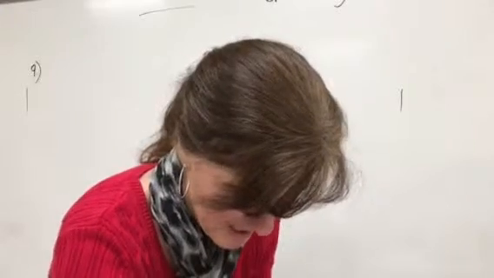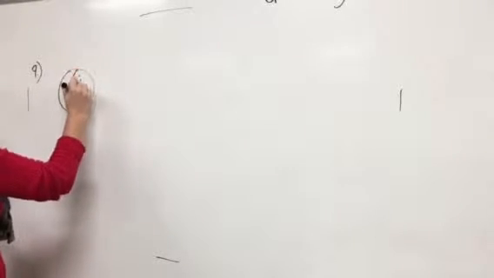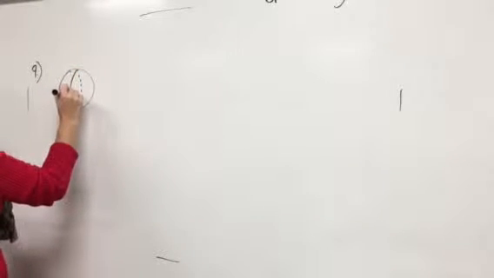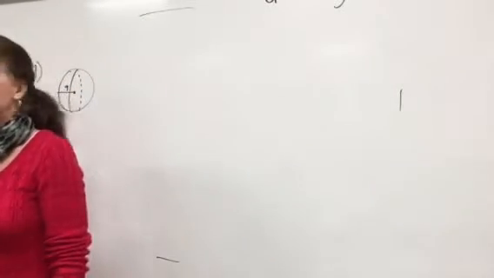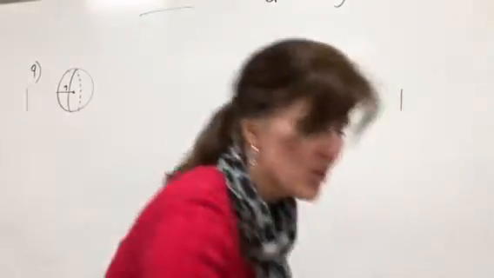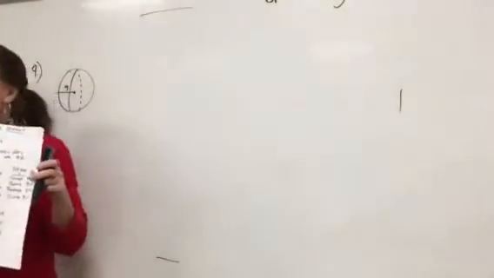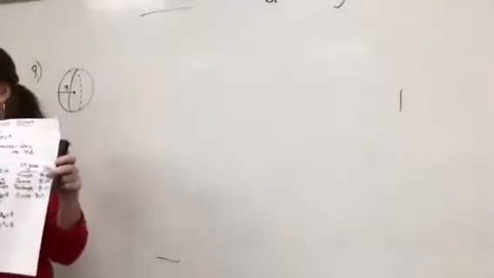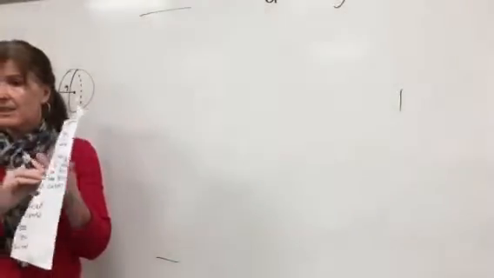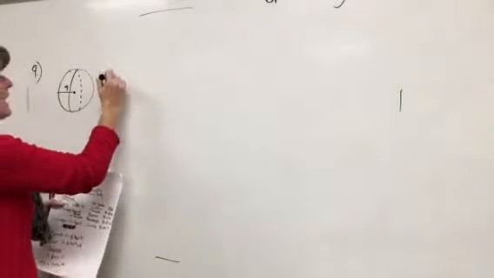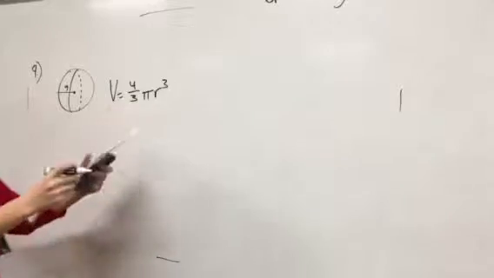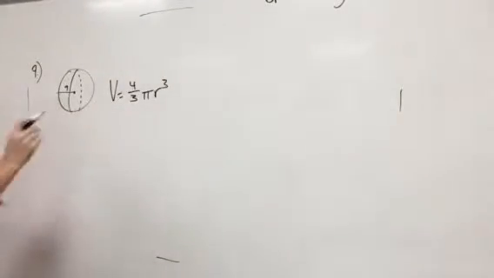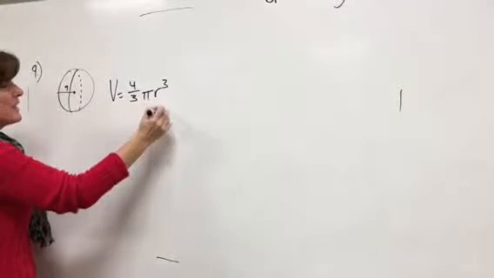Let's see. Number 10, a sphere of radius 9. There's a sphere, and the radius from here to the side is 9. What is the formula? Remember, we're going to go back to our formula sheet and ask, what are we looking for? Volume. Volume of the sphere. Volume equals 4/3 pi r cubed, right? Okay, so our radius is 9, so we're going to put that in there.